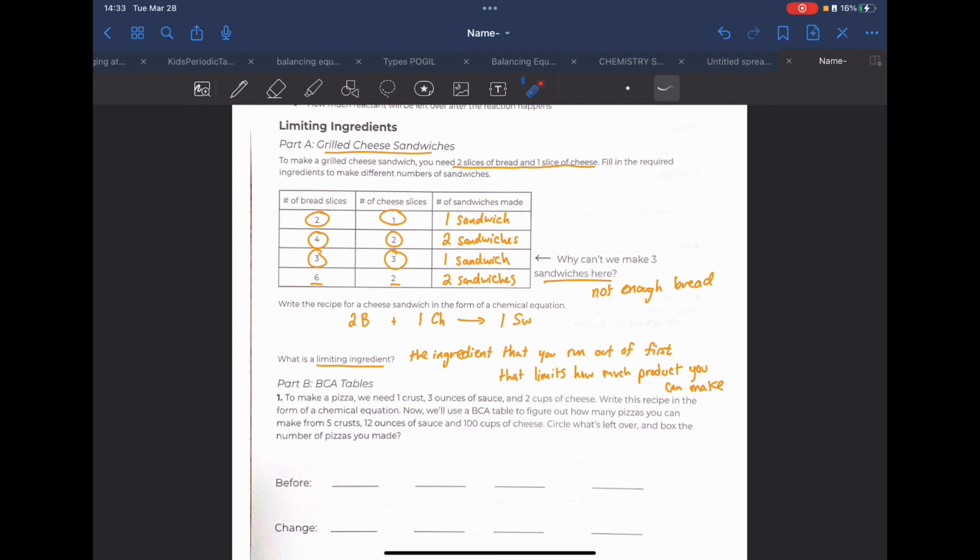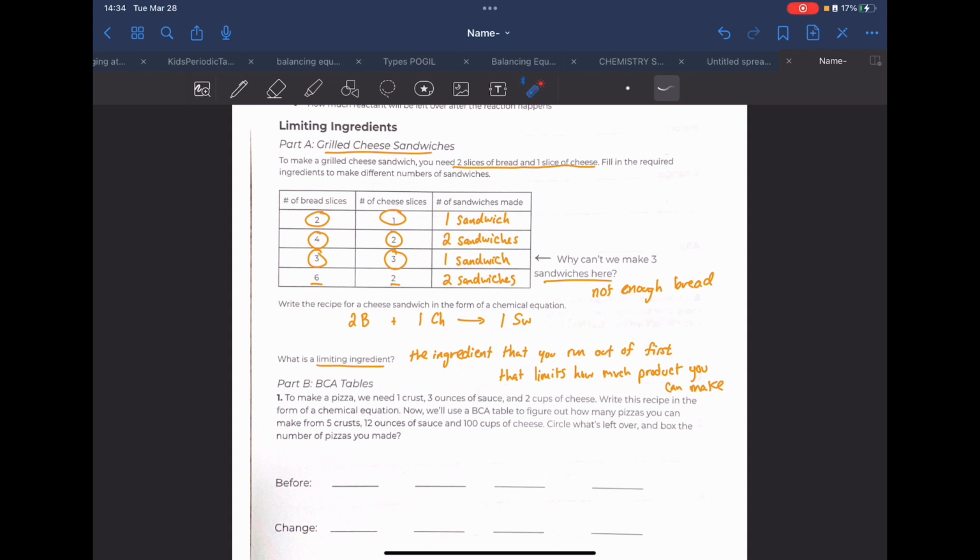Okay, so the recipe for the grilled cheese sandwich is easy enough that we can just kind of do it in our head, right? We can figure out how much of this we're going to be able to make and how much of that we're going to be able to make, how much of this we need, blah, blah, blah, because it's a very simple recipe. But some recipes, like some chemical equations, are more complicated than that.